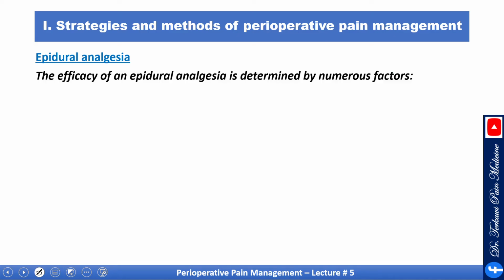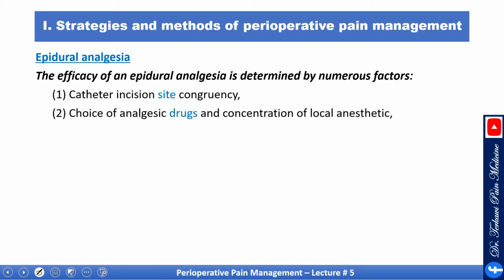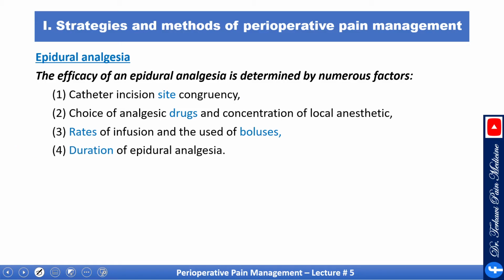However, the efficacy of epidural analgesia is determined by a few factors. 1, catheter incision site congruency. 2, choice of analgesic drug and concentration of local anesthetic. 3, rate of infusion and the use of boluses. 4, duration of epidural analgesia.